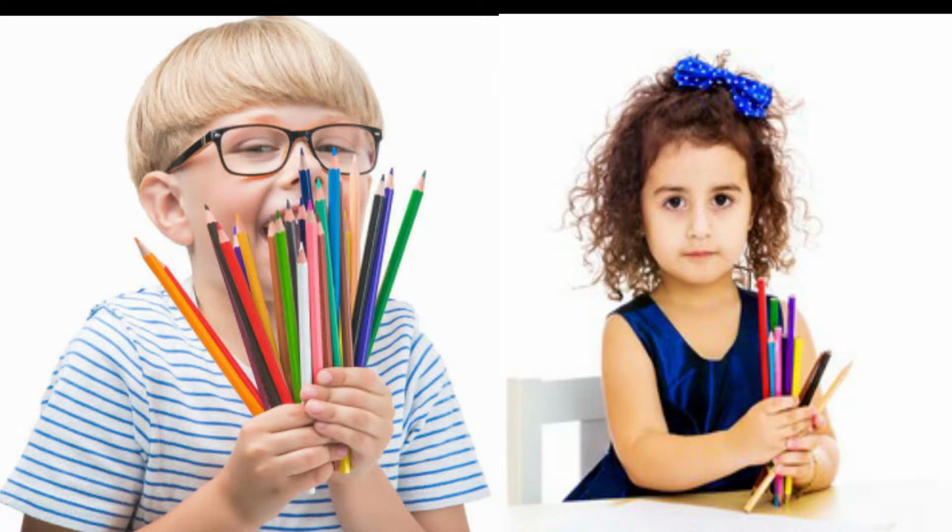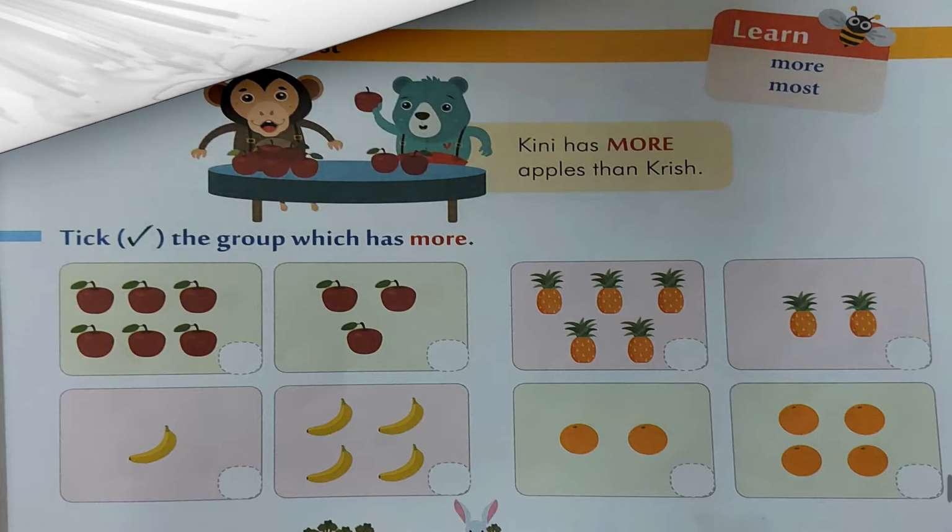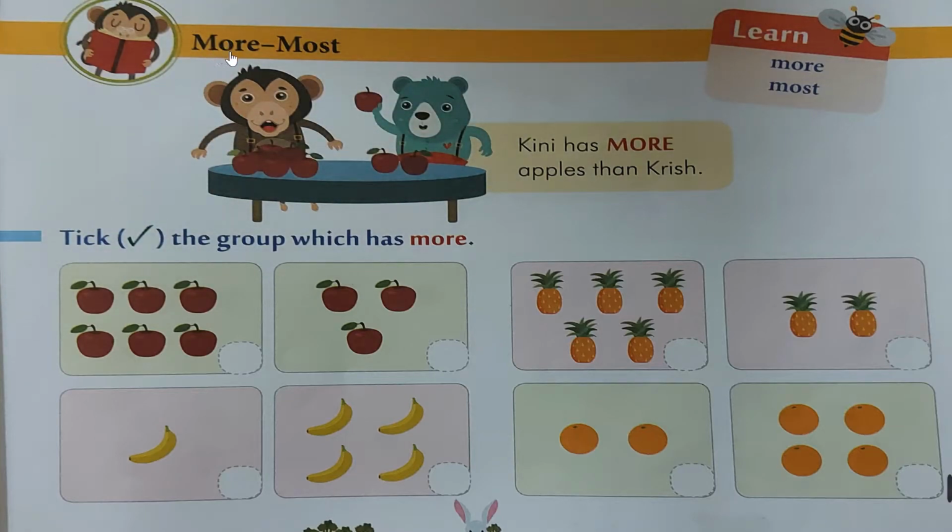Now let us do textbook exercises. All of you open page number 11 in your textbook. Read the heading, children. M-O-R-E, more. M-O-S-T, most. More, most.